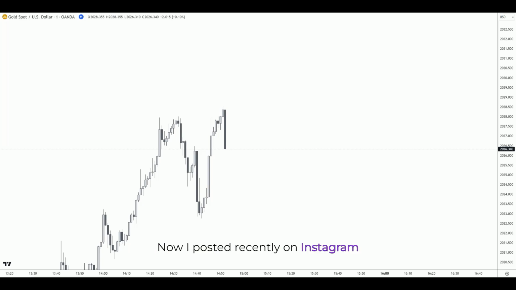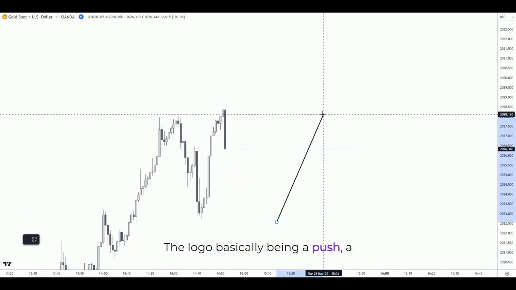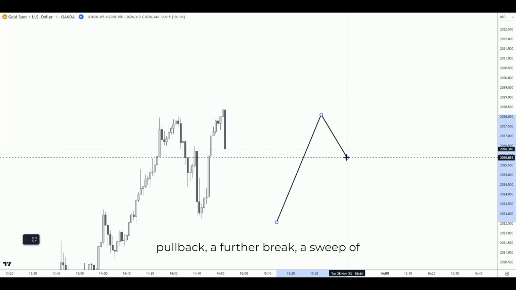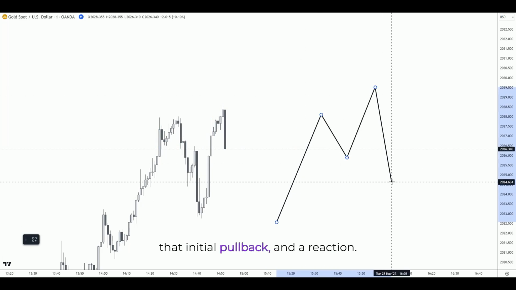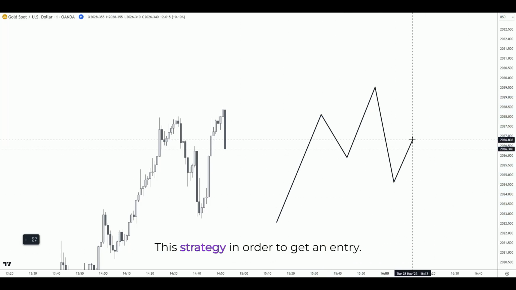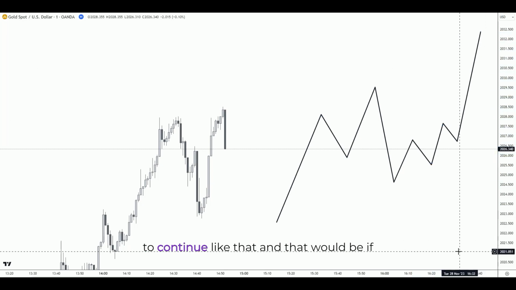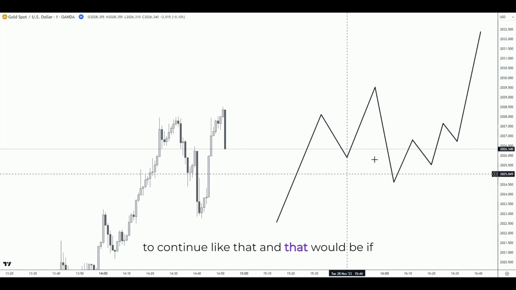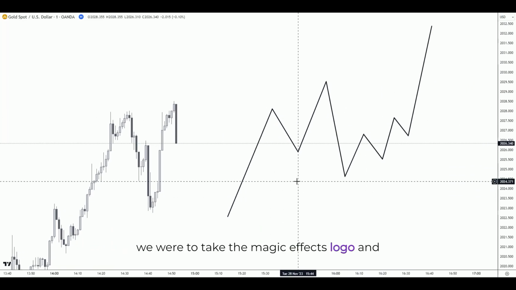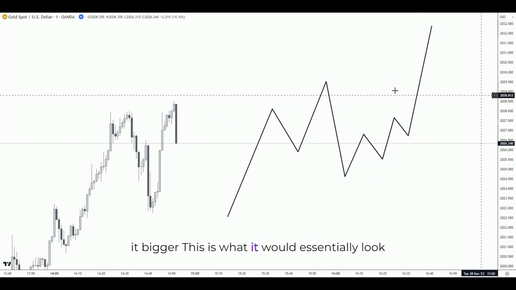Now, I posted recently on Instagram how the Magic FX M logo basically summarizes this entire strategy. And that's true. The logo basically being a push, a pullback, a further break, a sweep of that initial pullback, and a reaction. There's a Magic M. To further develop this strategy, in order to get an entry, we're looking for another break and for price to continue like that. And that would be if we were to take the Magic FX logo and could bar replay and click through it to make it bigger. This is what it would essentially look like.